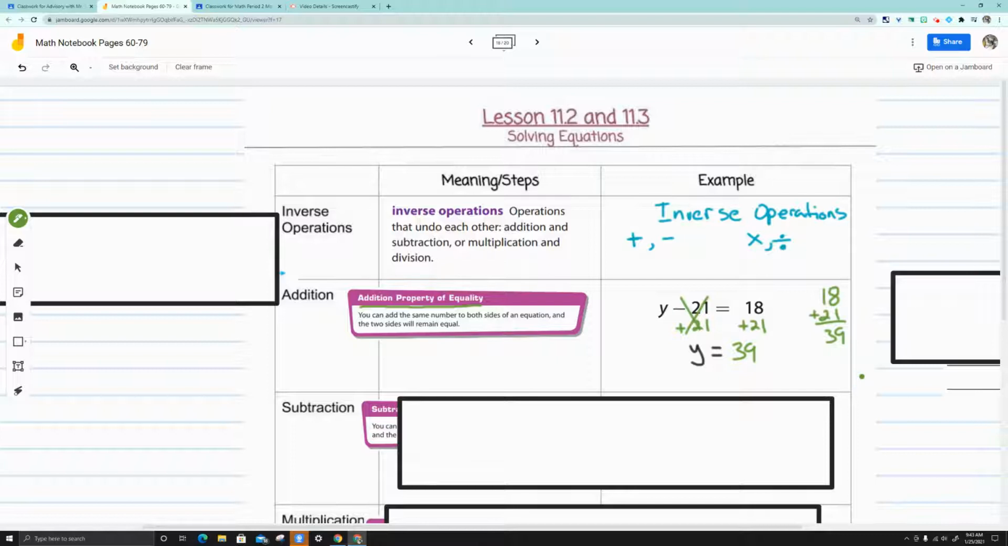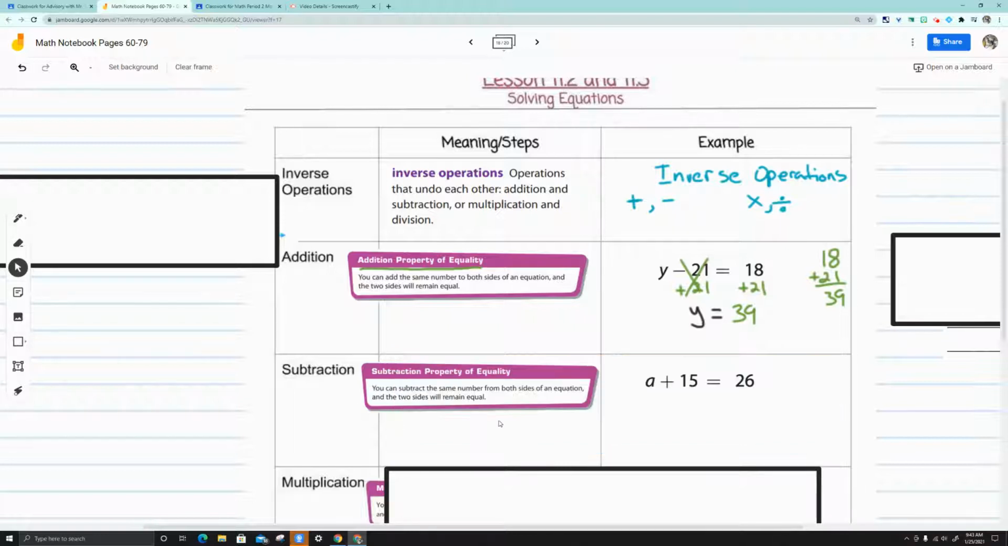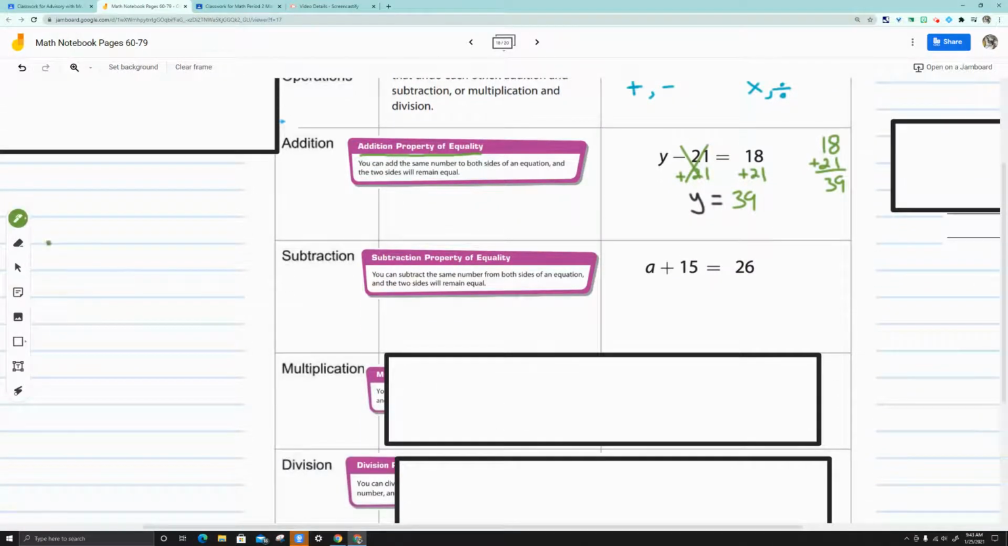Let's take a look at the next example. Using subtraction to solve an equation. Again, we have another property. This time we have the subtraction property of equality. And the subtraction property of equality says you can subtract the same number from both sides of an equation and the two sides will remain equal. Same as what we did above, except this time we're going to be using subtraction instead of addition.